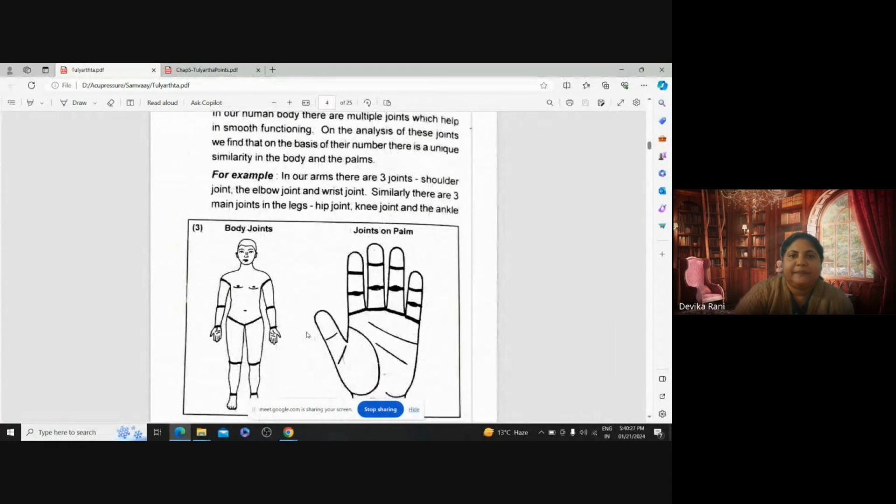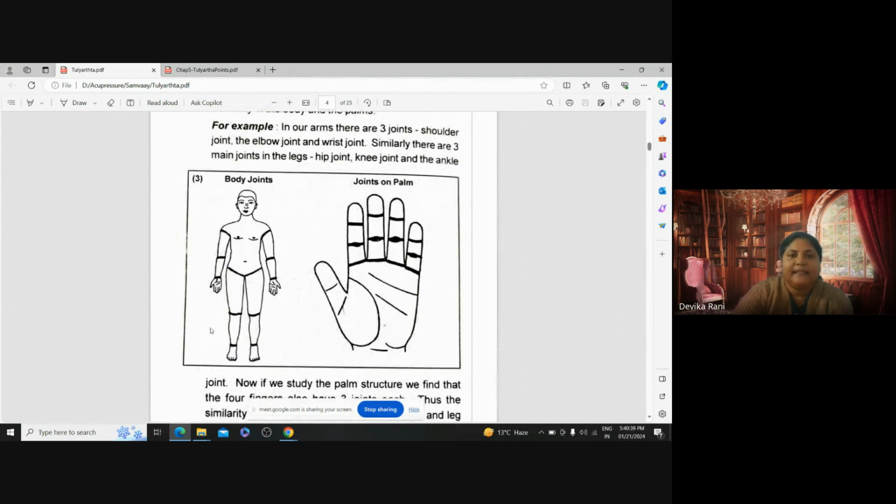Now, if we see in our body, we've got various joints in the hands and the feet. In the hands, we've got the shoulder joint, the elbow joint, and the wrist joint. In the legs, we've got the hip joint, the knee joint, and the ankle joint.